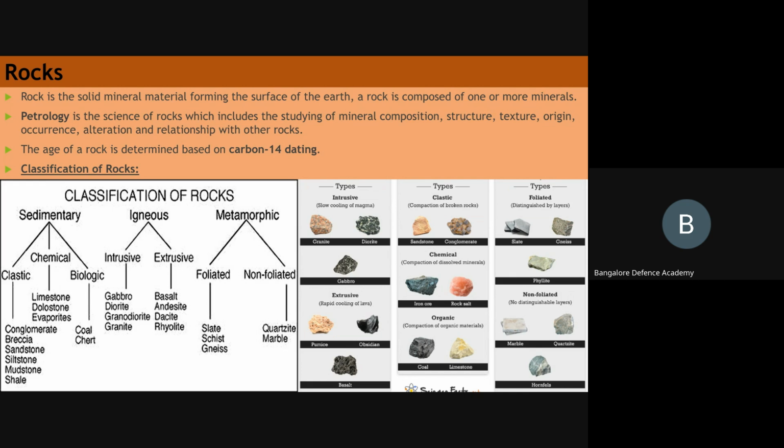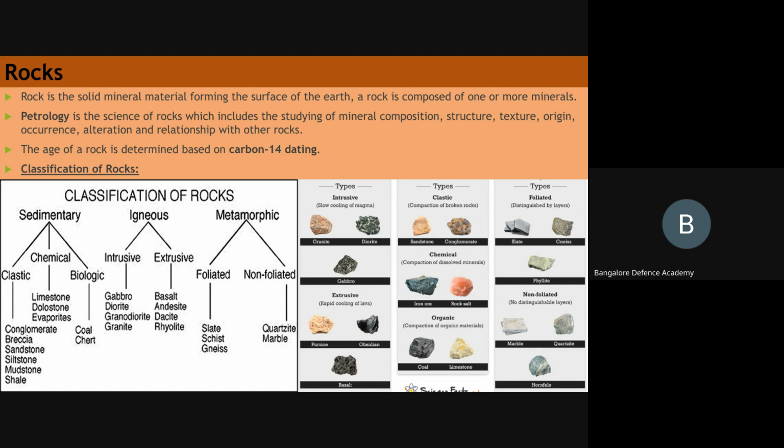So if you see the classification of the rocks, what are the three classifications? One is sedimentary rock, one is igneous rock, and another one is metamorphic rock.